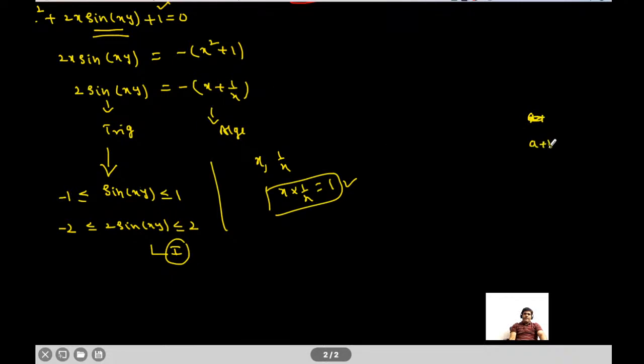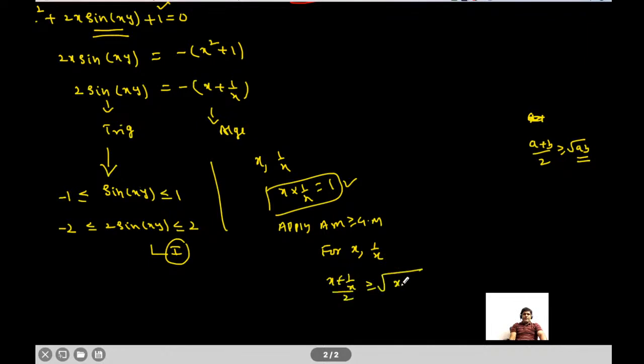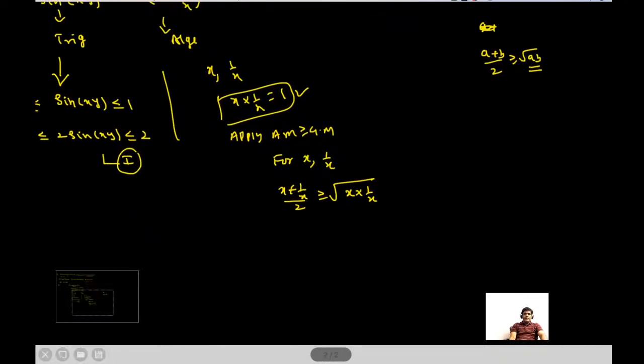The arithmetic mean of a and b is a plus b by 2, and the geometric mean is root ab. If the product is constant, we can find the minimum value of the sum a plus b. Here the product of x and 1 by x is constant. Therefore apply AM is greater than or equal to GM for x comma 1 by x. Then arithmetic mean, x plus 1 by x by 2, is greater than or equal to the geometric mean, root of x into 1 by x.